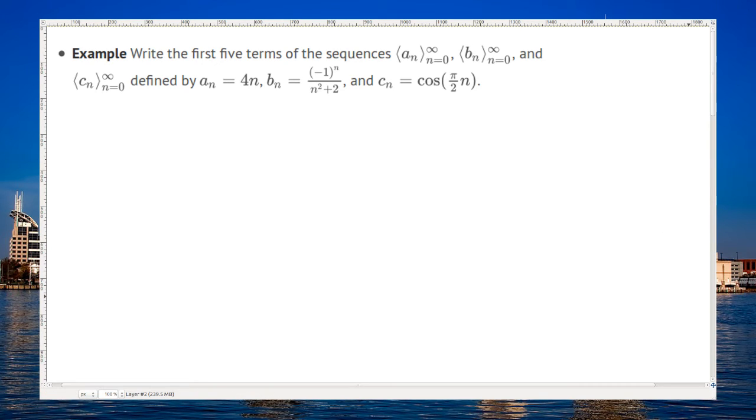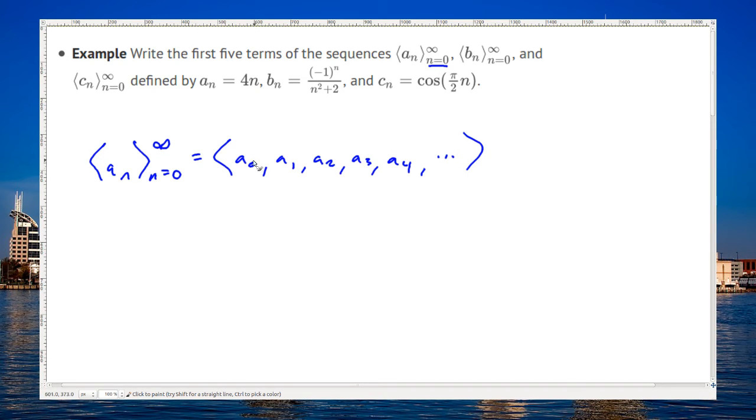So there's an example problem. We're given 3 explicit formulas, and we're told to write out the first few terms of each sequence. So let's start with an. Okay, we've got an is equal to 4n. So an, where n starts at 0, because we're told it starts at 0 right here, up to infinity, that would be a0, a1, a2, a3, a4. We can stop there because we included the 0 term, and that gets us 1, 2, 3, 4, 5.